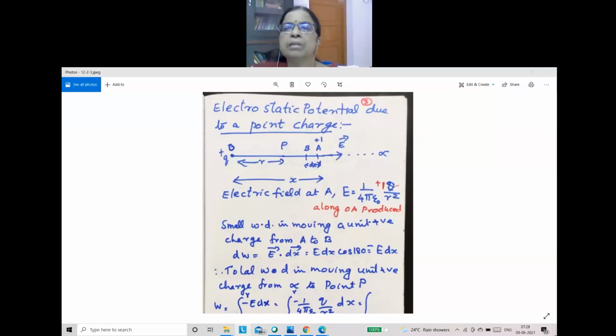Deebanksha, what is the electric field at A due to this charge? Adul Krishna, tell. 1 by 4 pi epsilon 0 into q by r square.